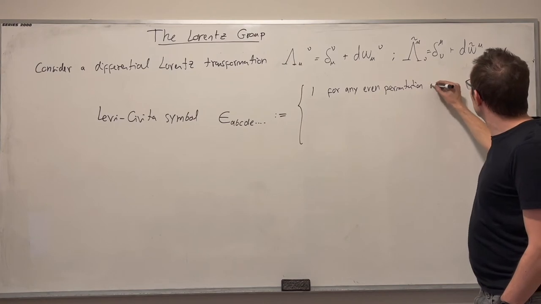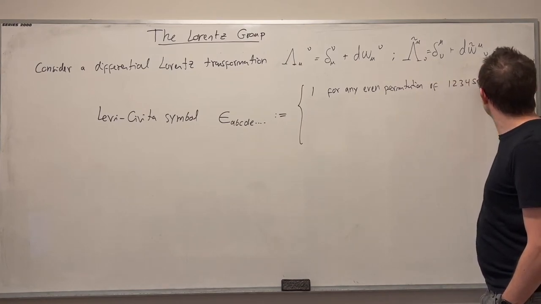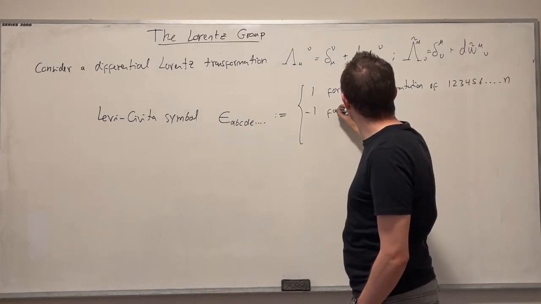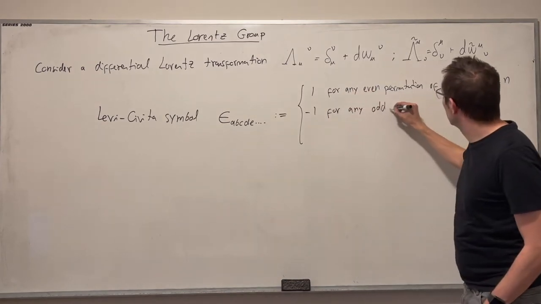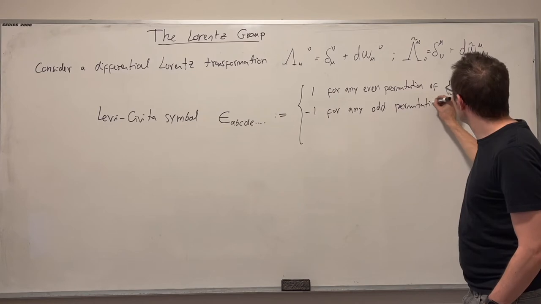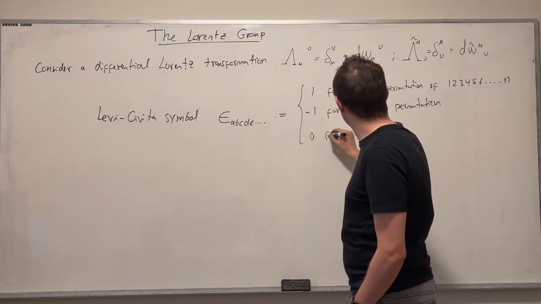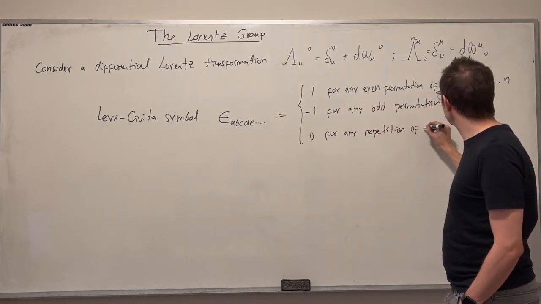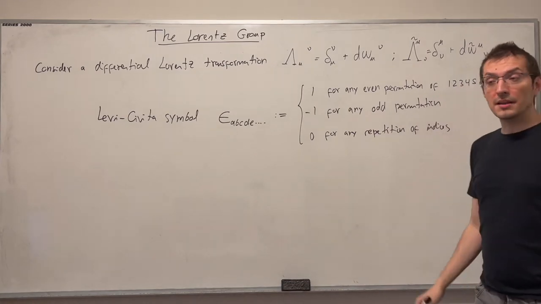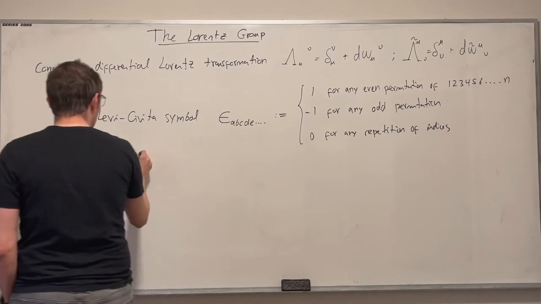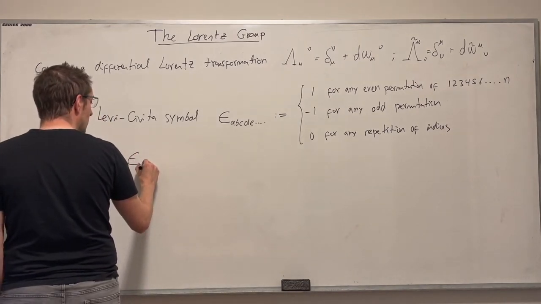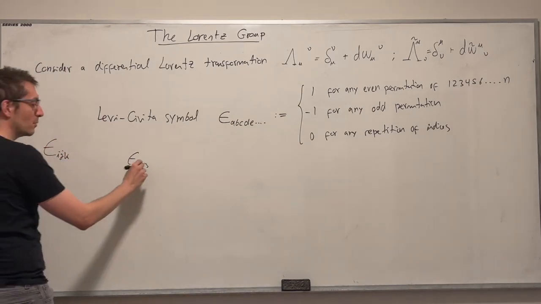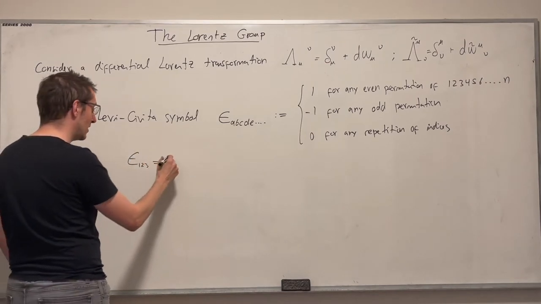of the sequence 1, 2, 3, 4, 5, 6, all the way to n, minus 1 for any odd permutation, and 0 for any repetition of indices. Right, for example, if I write the epsilon with 3 indices, I, J, K, right? So I say 1, 2, 3. Well, this one is an even permutation of 1, 2, 3. So this thing is 1.